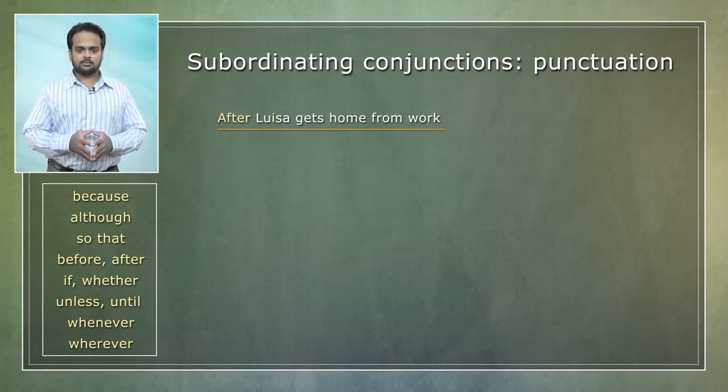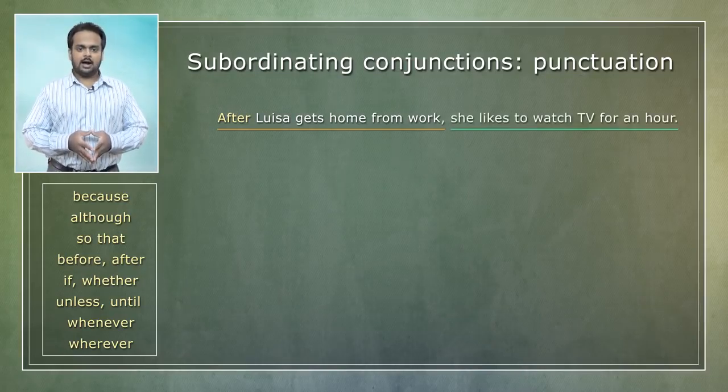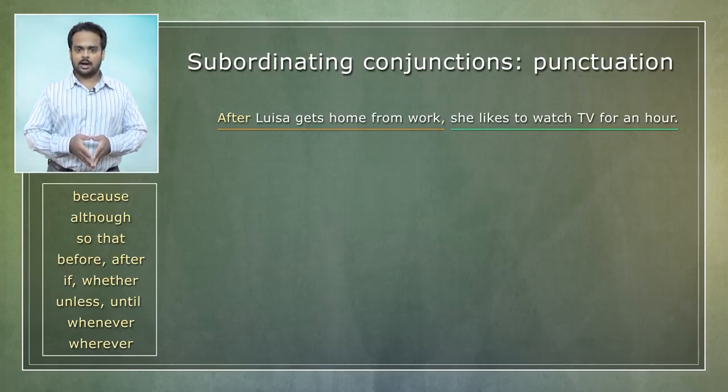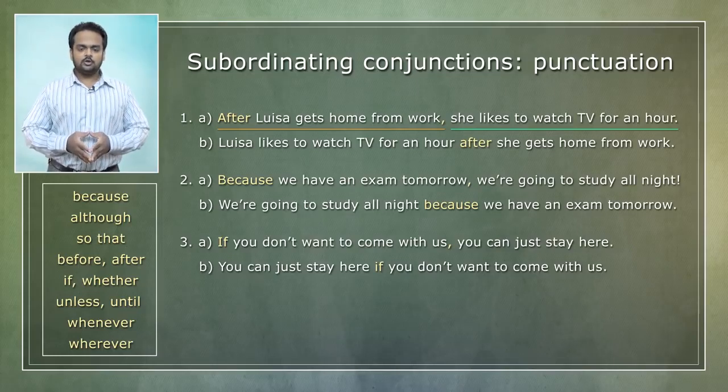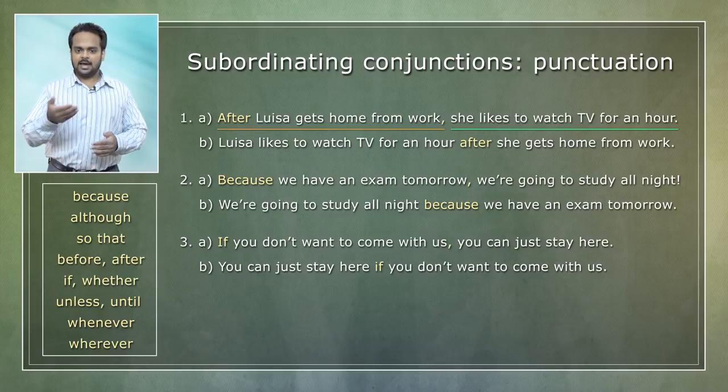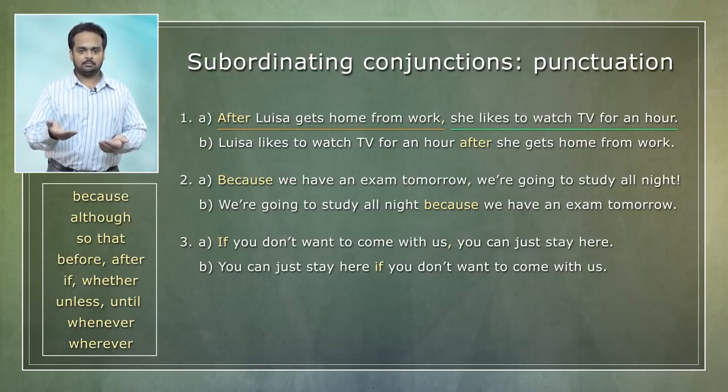To complete the sentence, we can add an independent clause. So, after Louisa gets home from work, she likes to watch TV for an hour. All right, now look at these examples. You see 3 pairs of sentences. In each pair, sentence A and sentence B mean the same thing. But notice that sentences A have a comma, but sentences B don't have a comma.